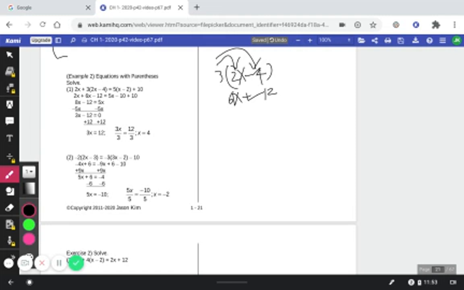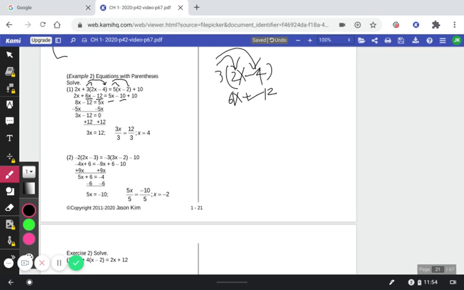So again, going back to this question, 3 with the 2x is 6x, plus 3 with a negative 4 is negative 12. And 5 with the x is 5x, plus 5 with the negative 2 is negative 10.